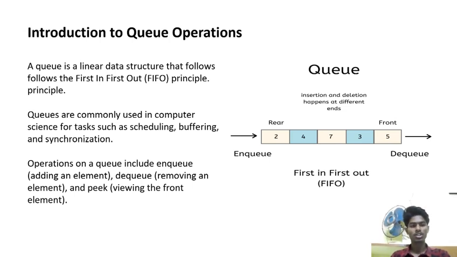Here we can see these are the operations of the queue. Enqueue means adding an element to the queue. Dequeue means removing an element from the queue. And peek means viewing the front element, the first element which we entered.